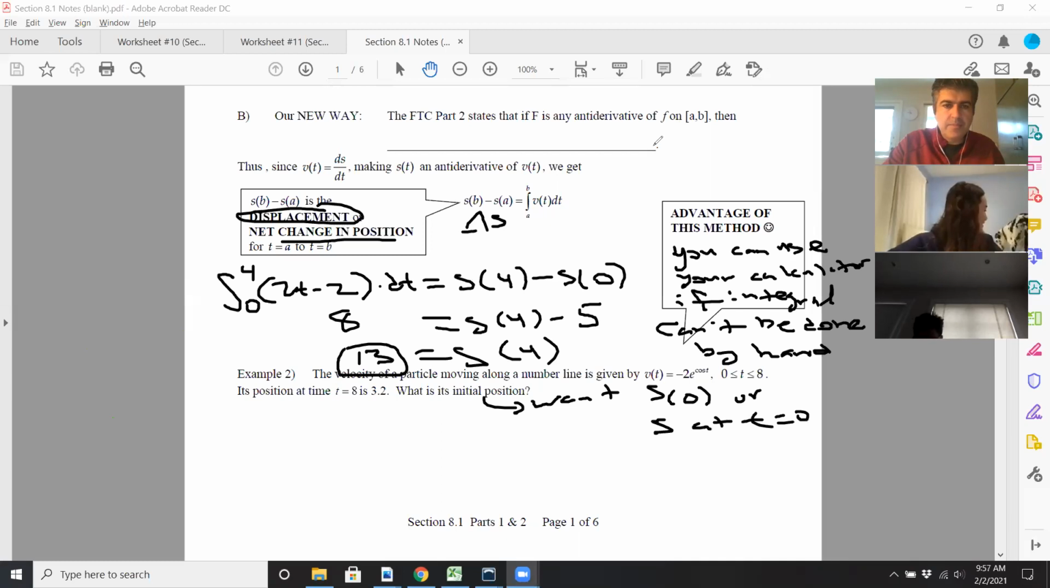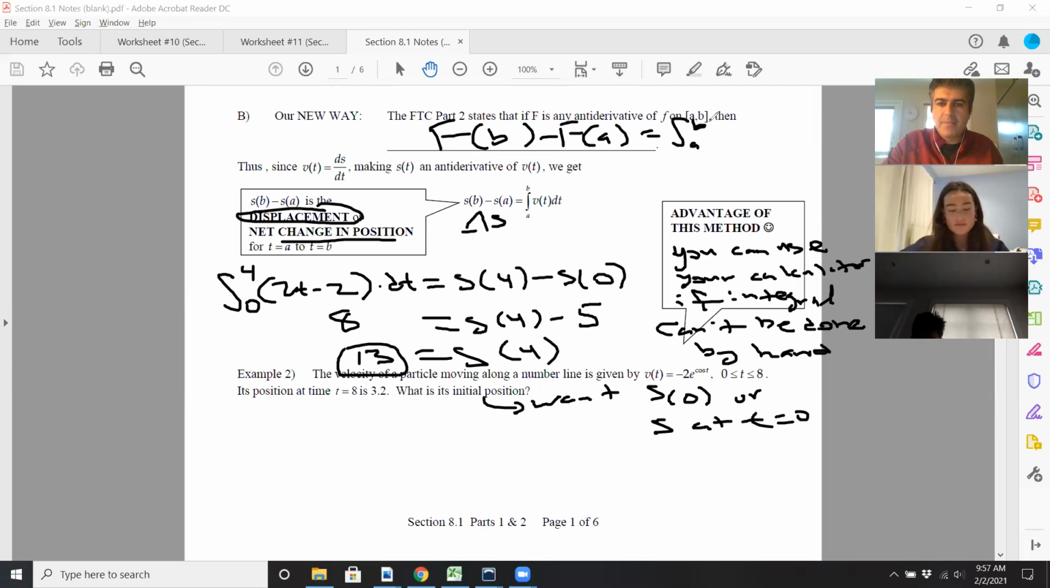Under new way. Yeah, actually, I didn't fill this out. The FTC Part 2 states that if capital F is an antiderivative of little f, then capital F of b minus capital F of a equals the integral from a to b of little f of x dx. Sorry about that. That's what's supposed to be there. That's what we're doing, FTC Part 2. This is an application of all this stuff.